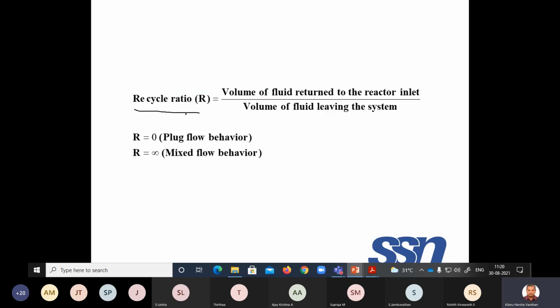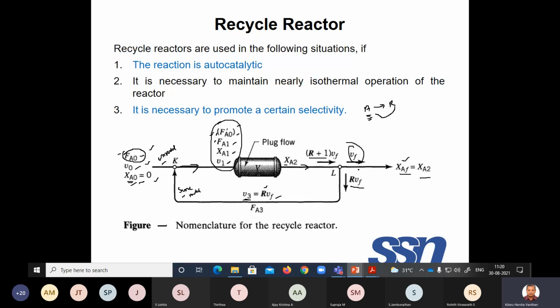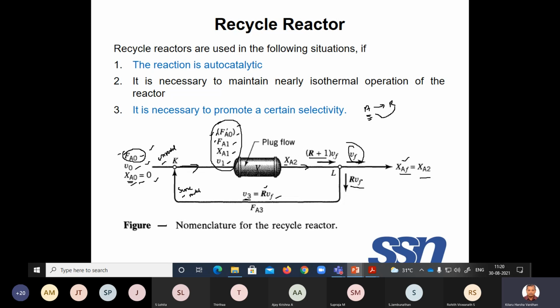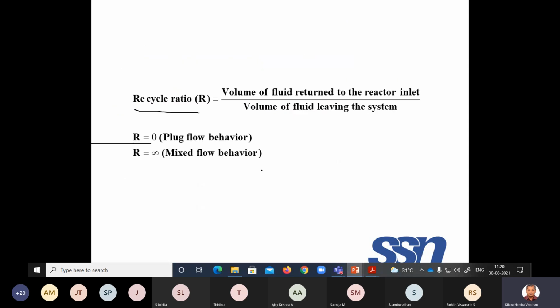I'm just putting recycle ratio R is the volume of the fluid returned to the reactor inlet divided by the volume of the fluid leaving the system. How much is leaving and how much is recycled, this is called the recycle ratio. Now R is 0, that means nothing is recycled. Therefore, whatever is going out is nothing but a plug flow reactor. When R tends to 0, you get plug flow reactor behavior. The recycle reactor behaves like a plug flow.